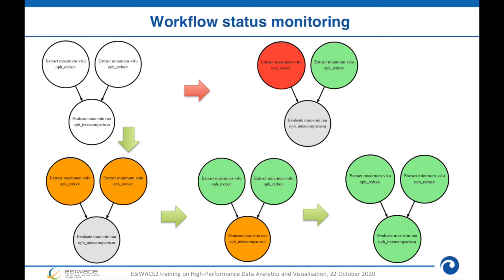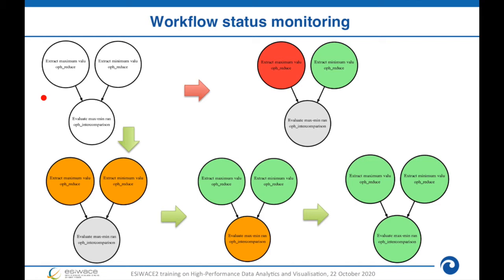This slide shows a very simple workflow composed of only three tasks and the various states that each task can be in. The arrows, as said, represent the dependencies among the tasks. So in this case, before the execution of this last circle here can start, the first two have to be completed.